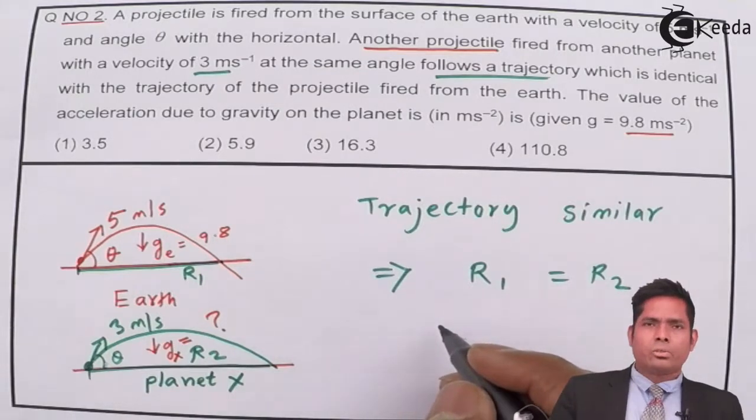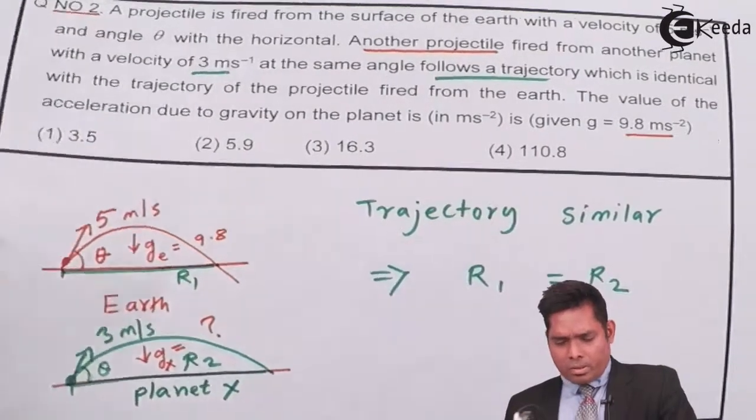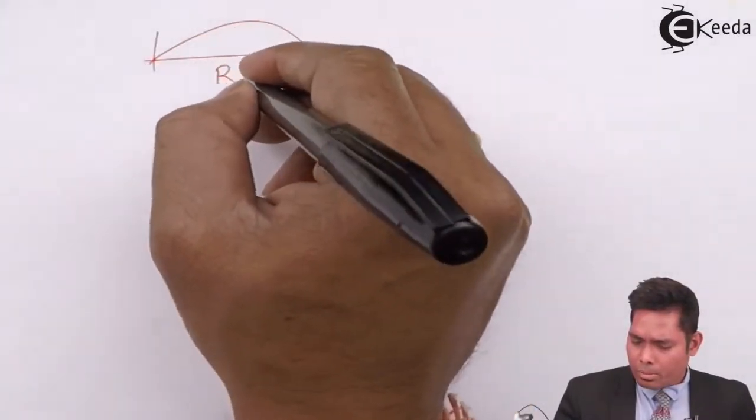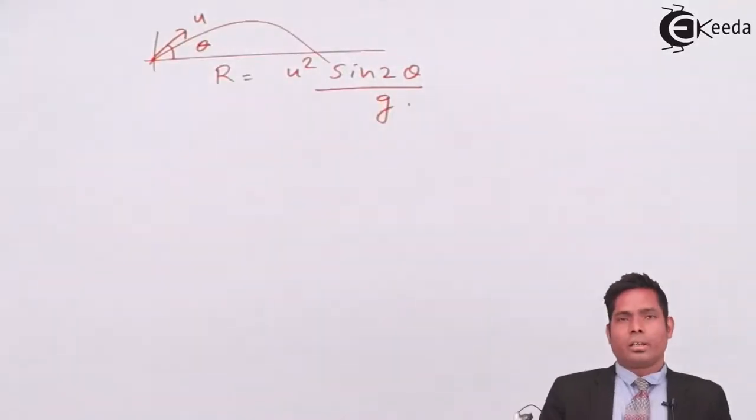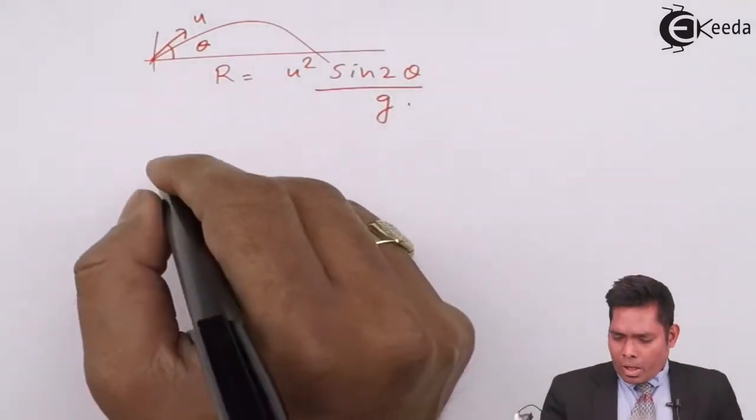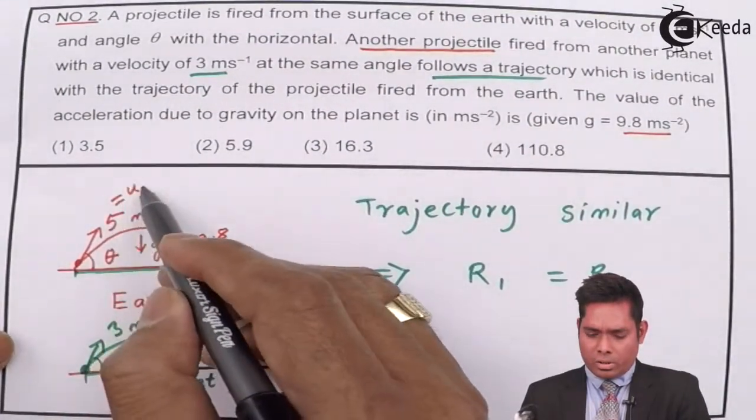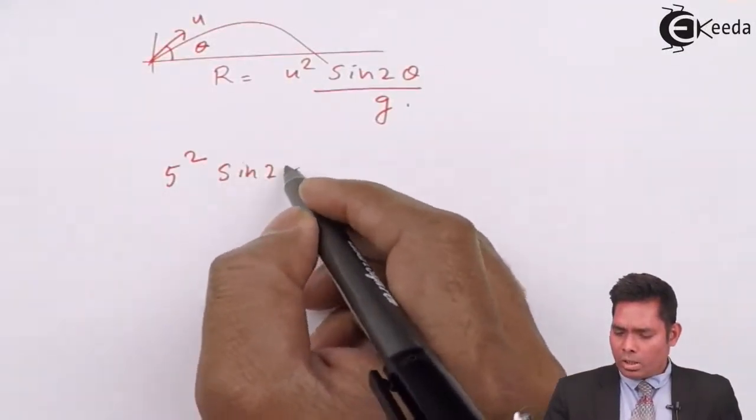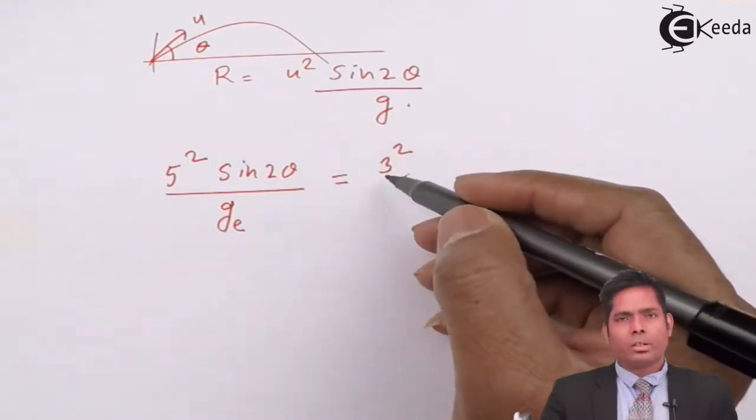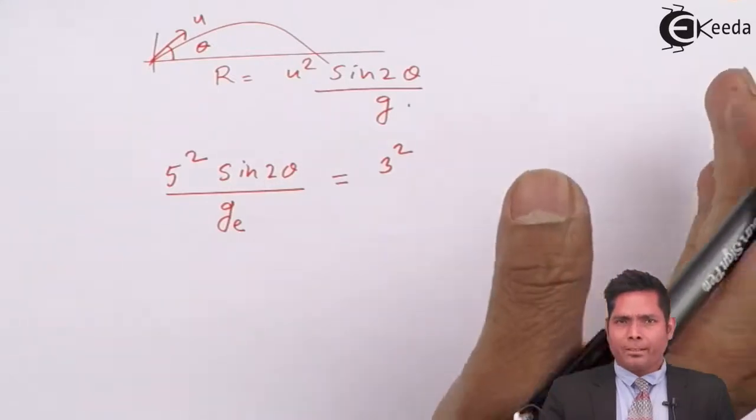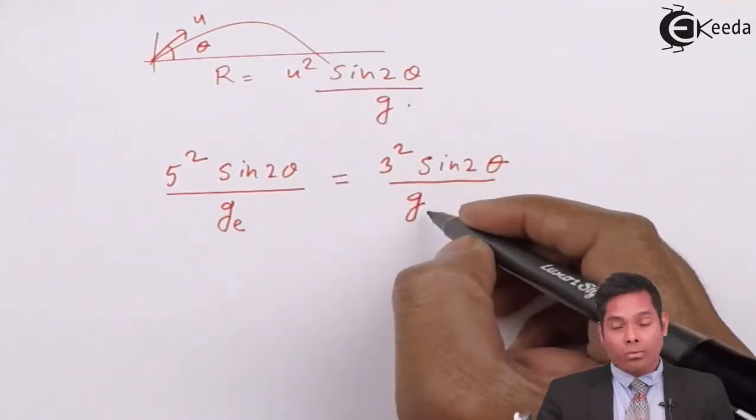The range formula for a projectile is u square sine 2 theta upon g, where u is the velocity of projection and theta is the angle of projection. R1 being equal to R2, so it is 5 square because initially it was fired at 5, sine 2 theta, because theta is the same in both cases, and g of Earth here. And 3 square because it's fired with the velocity 3 meters per second from the other planet, so u square sine 2 theta, this will remain the same, divided by g, g of the planet X.